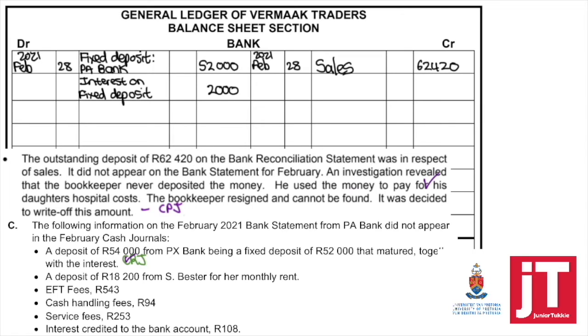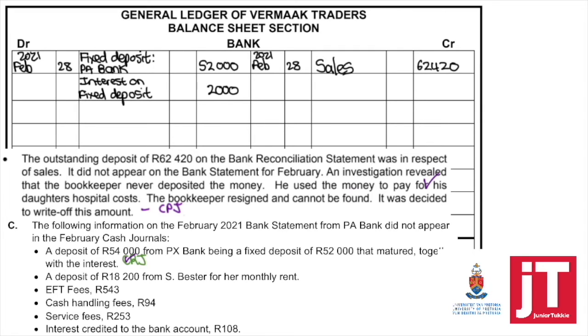Why do I need to split this up? Materiality. It's important to show the information separately. We want to know what was the return on our investment from investing money into a fixed deposit. How much did we generate from that?